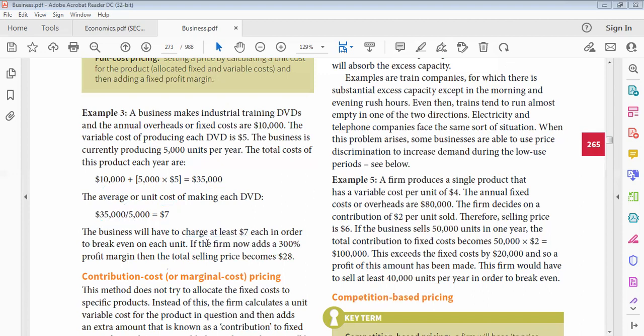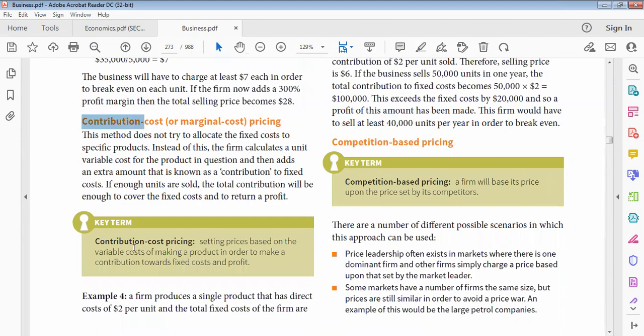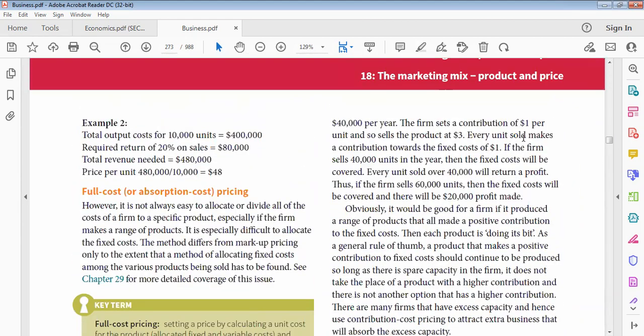Okay, let's see what we have next. The next is called contribution pricing. So contribution pricing is actually where you fix a price that contributes toward the fixed cost. So let me show you by using the example that we used.